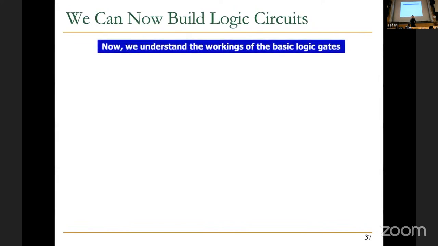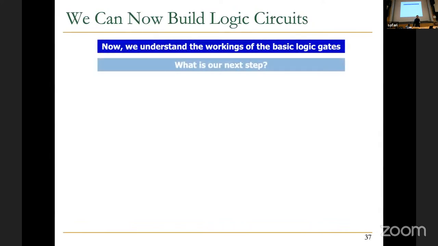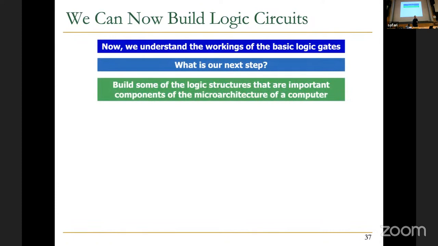We can now build logic circuits. Now we understand basic logic gates. What do we do next, right? We can build some of the logic structures that are important components of the microarchitecture of a computer. And that's what we're going to do for the rest of today. So what is a logic circuit then? A gate we already defined, right? A gate does some function. A logic circuit is a combination of those gates, basically.